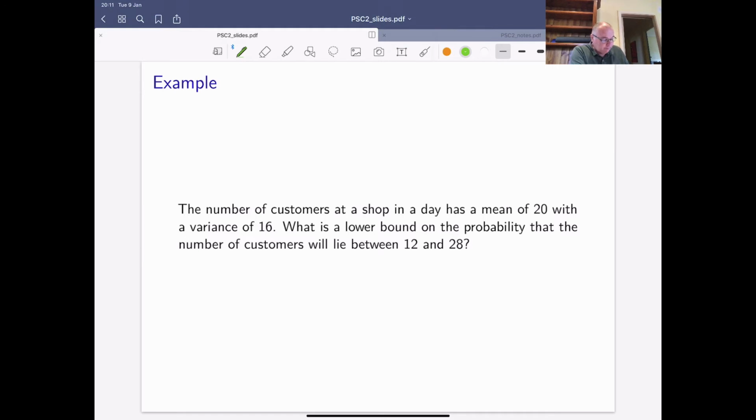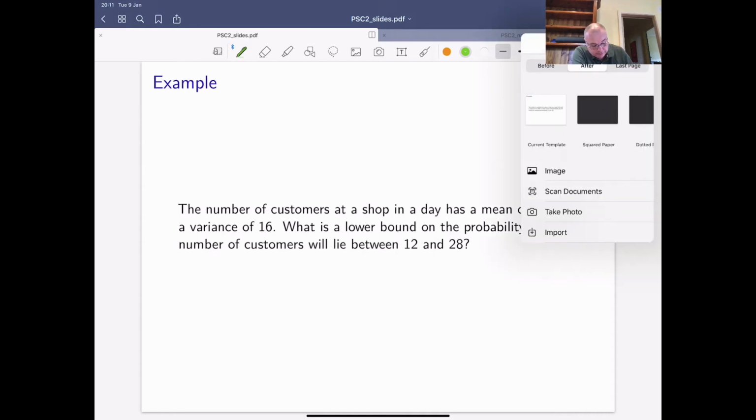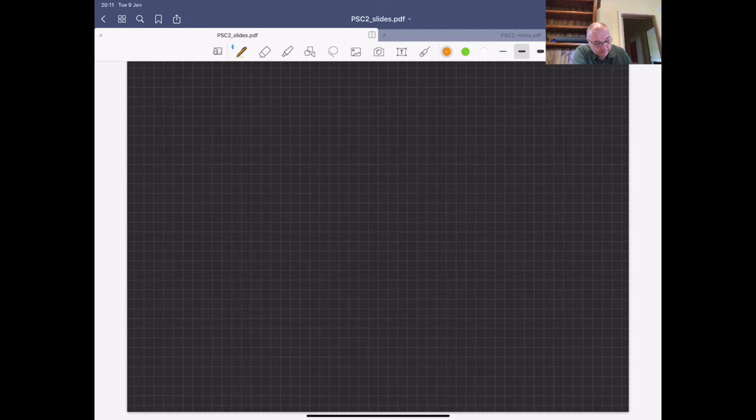So, the number of customers at a shop in a day has a mean of 20 with a variance of 16. What is the lower bound on the probability the number of customers will lie between 12 and 28? Well, let's write down, as always, what we've got, and then we'll go from there. So what do we get? So far, we know that the expected value of y, which is the number of customers, is 20, and the variance of y equals 16.